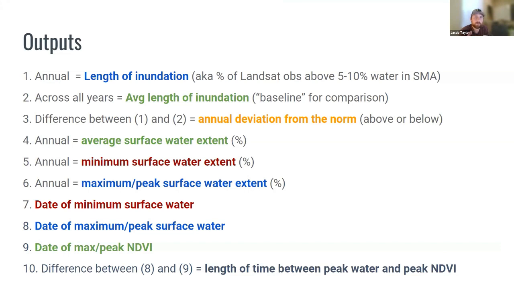And then we have our surface water extents, our minimum and our maximum, as well as the dates of those minimum and maximums. And then we have NDVI, looking at greenness or vegetation as well. And so just think about what kind of questions we can ask with this kind of data. If you want to go to the next slide.